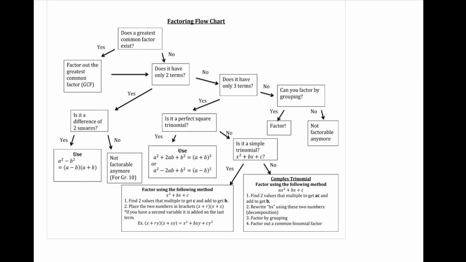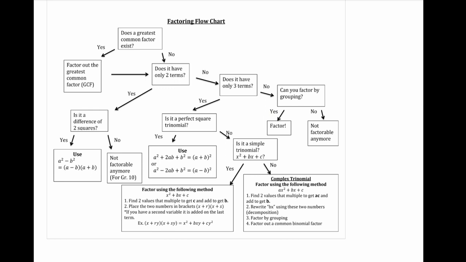All right, so start at the top. Does a greatest common factor exist? Common factoring, yes. Okay, we'll factor that out. Then if not, we go to the next spot. Does it have two terms? Yes. Is it a difference of squares? If it is, here's the pattern that we have to use. If it's not, it's not factorable anymore for what we're going to be learning this year.